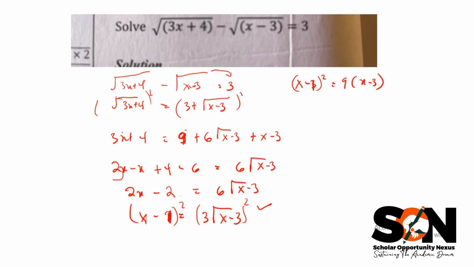So this will give us x squared minus 2x plus 1 to be equal to 9x minus 27. So we have x squared minus, I think that will give us 11x, then plus 28 to be equal to 0. Then you can solve this using the calculator, or you can just use your calculator.